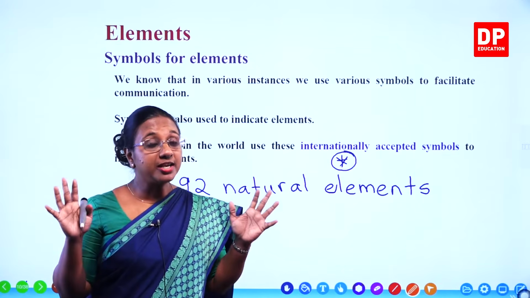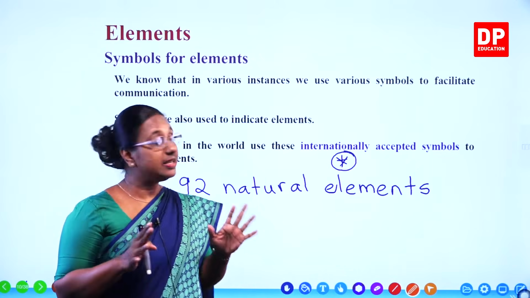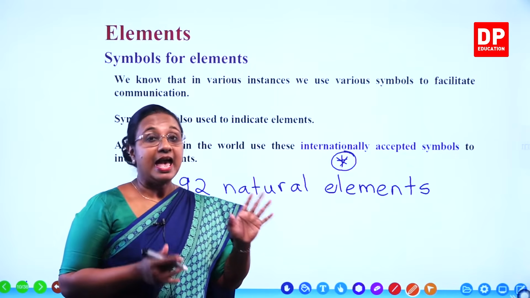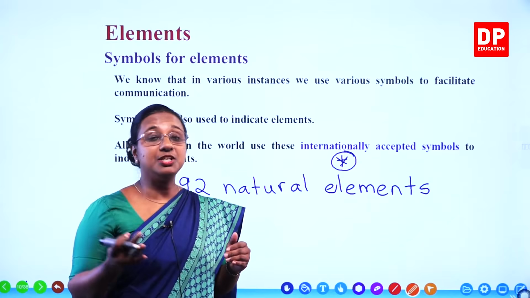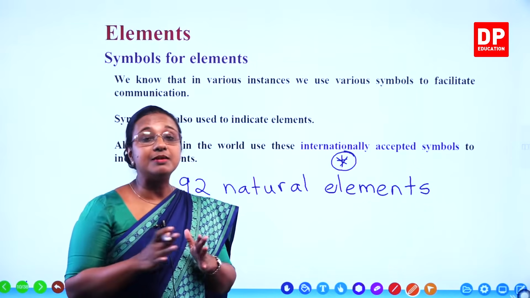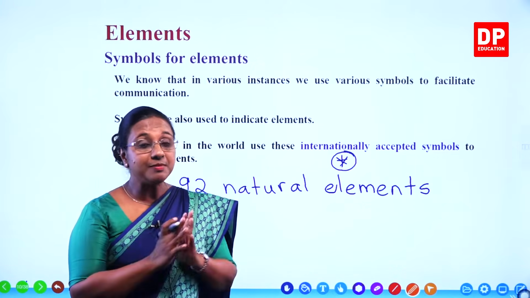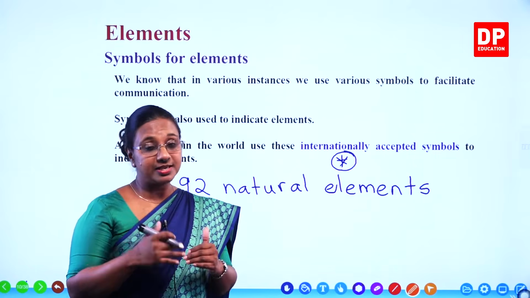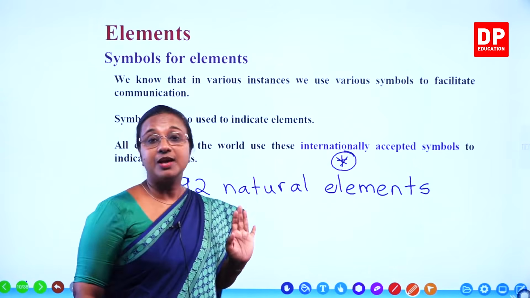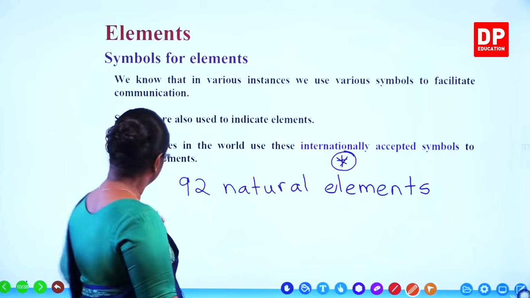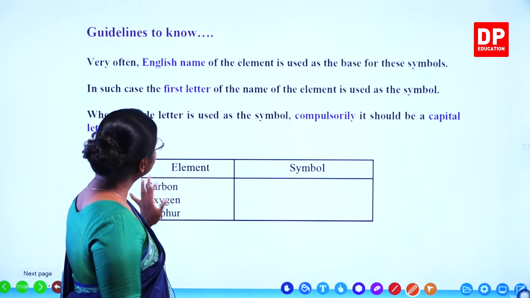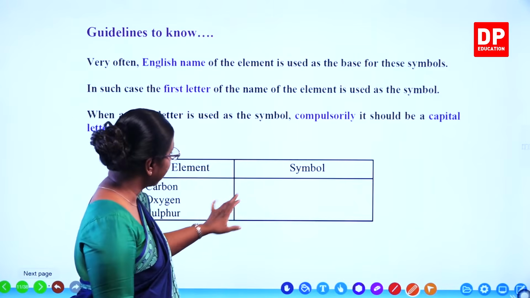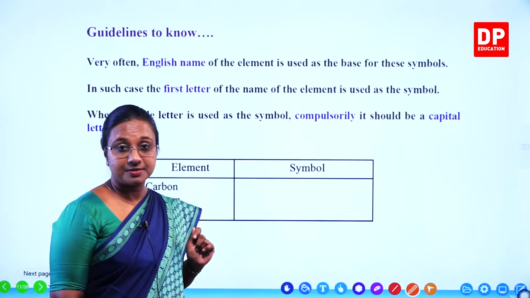So, in order to study all these elements, it is easier to have symbols. And when we assign symbols, there are certain rules or things that you need to consider. You can't just randomly give them symbols. It has already been assigned according to a certain method. That is what we are going to discuss next. So, if I move to the next slide, these are some guidelines you have to remember.